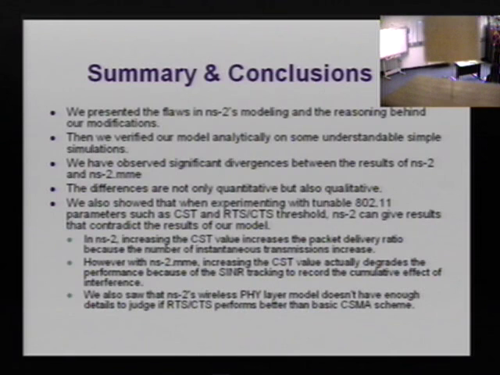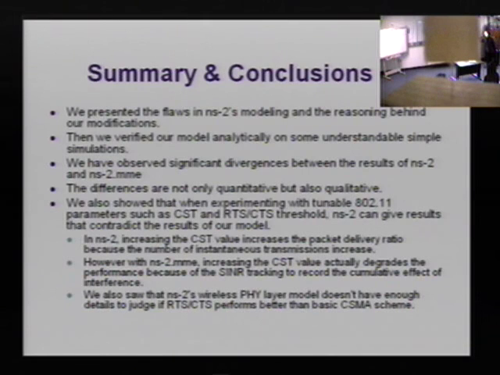So in this talk we first presented the flaws in NS2 modeling and the reasoning behind the modifications. And then by that 4-node scenario, we verified analytically that in a simple model our model is correct. And then I showed you the differences. The differences, this is really important, are not just quantitative. It's the behavior also. It affects DSR and AODV in different ways.